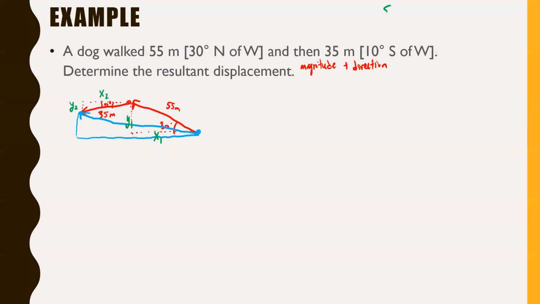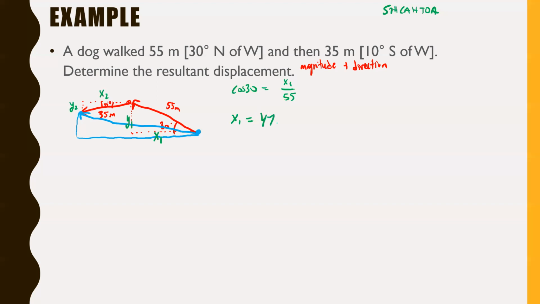Well, from SOHCAHTOA, I'll write it up here just so we have it, SOHCAHTOA. From SOHCAHTOA, since that's our adjacent side and we have a hypotenuse, we got to use cosine. So it's going to be cosine 30 equals x1 over 55. To solve for x1, just multiply by 55 on both sides. So 55 times cosine 30 gives me, and do not round this until the very end, so just keep as many decimals as you're comfortable with.